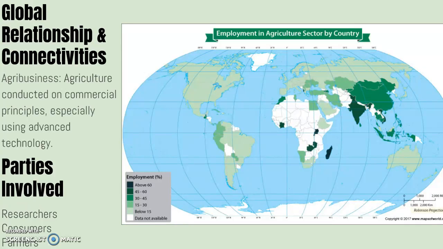Consumers. They affect how much food is produced depending on their need for specific things. Last but not least are farmers. They develop the food that consumers eat.